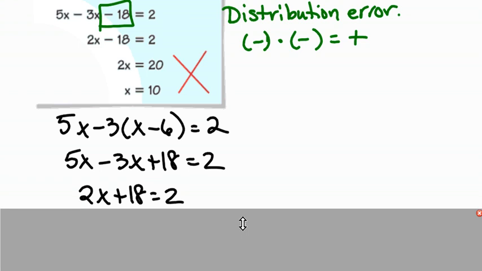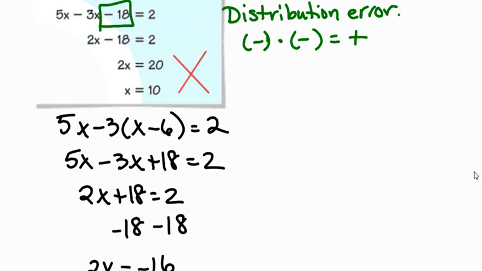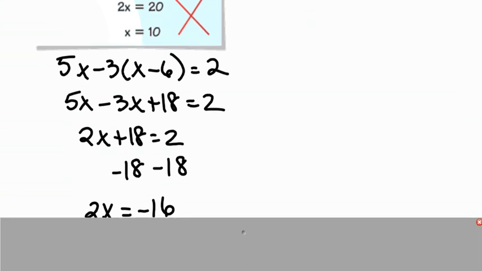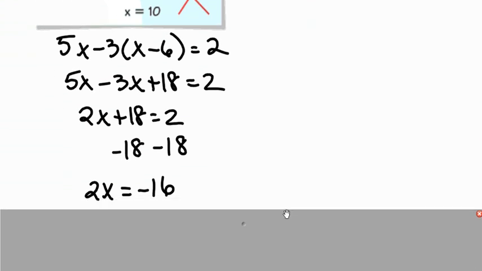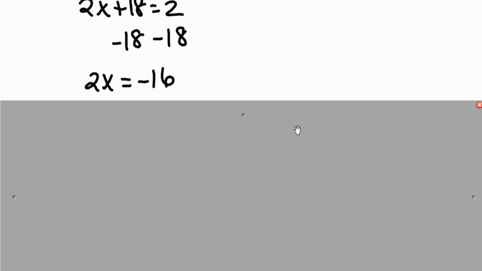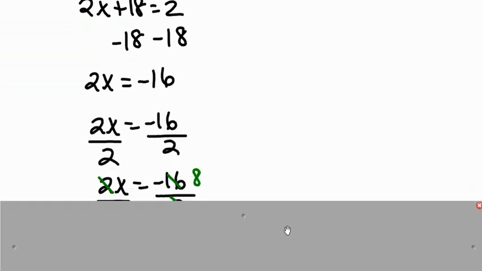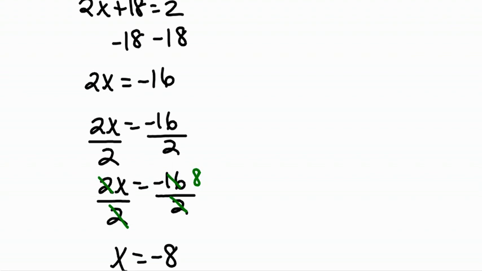Again, if we're solving to undo that addition, we would subtract 18 from each side of the equation. So now 2x equals negative 16. To undo that multiplication of 2, we're going to divide each side of the equation by 2. So x should equal negative 8. And we could verify again that that's the correct value of x by substituting it back into the original equation to make sure we get it balanced with that 2 as our result.